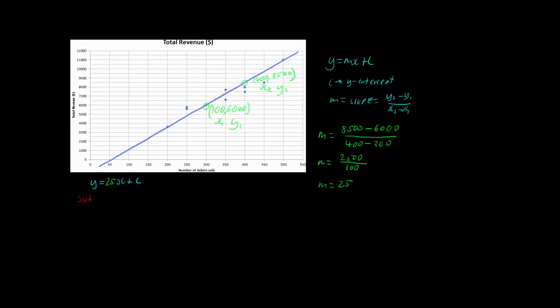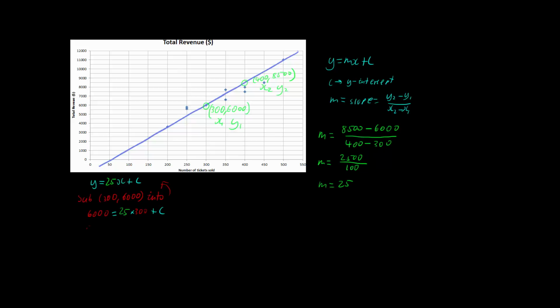So we can use this fact to help us find c by substituting. We're going to substitute one of these 2 coordinates. I'm going to use the 300, 6,000 coordinate. So I'm going to substitute it into my equation. I'm going to have 6,000 equal to 25x, which is then times by my 300, and then plus c. This will give us c because it's the only unknown left. So we just need to now work this out.